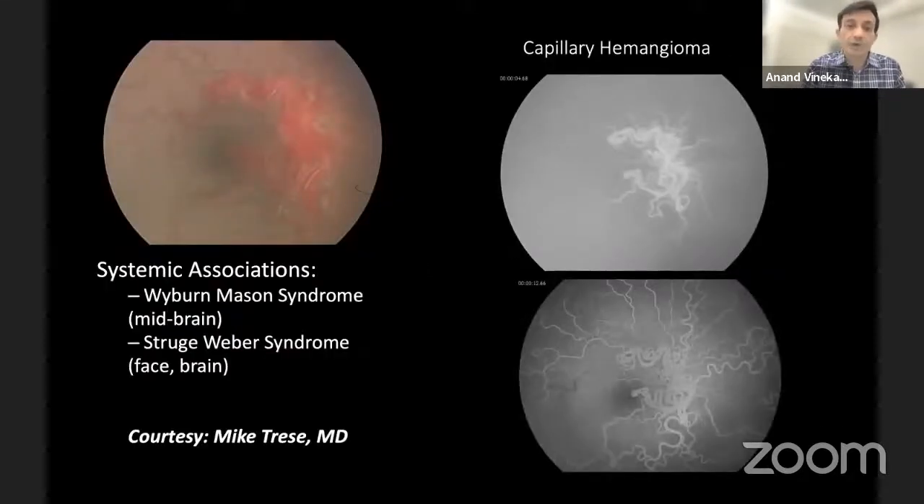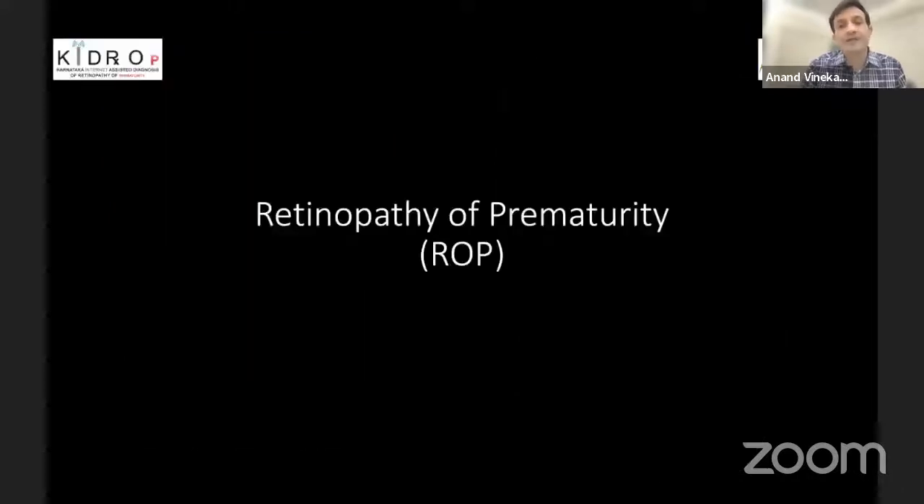This picture is borrowed from Mike Treacy, and what's important here is the capillary hemangioma looks scary, medusa head, but it is really important for us as ophthalmologists to refer back to the pediatric neurologist, because a lot of these conditions have midbrain abnormalities which have to be co-managed.